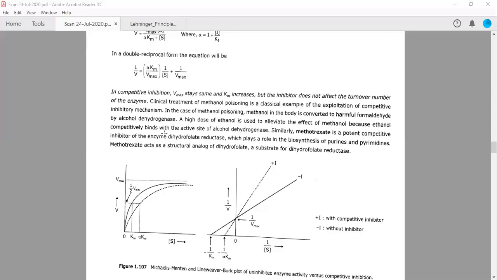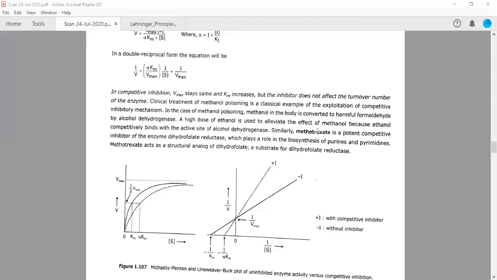Formaldehyde will be formed, and this is the product of alcohol dehydrogenase when it binds with methanol. This will harm your eyes, and those patients undergo some blindness. A high dose of ethanol is generally used to alleviate the effects of methanol, because ethanol competitively binds to the active site of the alcohol dehydrogenase enzyme, and therefore the ethanol will be converted into acetaldehyde instead of formaldehyde. Acetaldehyde is not that toxic to our body. It will harm, but that is not as severe as, for example, blindness.